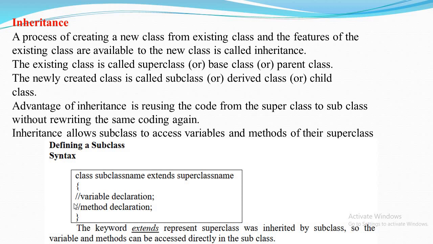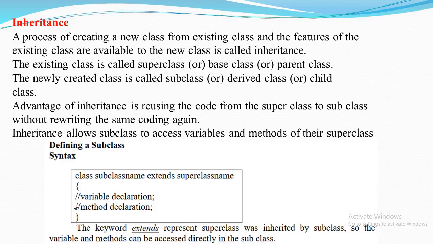The existing class is called the superclass, base class, or parent class. The newly created class is called the subclass, derived class, or child class. The main advantage of inheritance is the reusability of code from superclass to subclass. Inheritance allows the subclass to access the variables and methods of its superclasses.